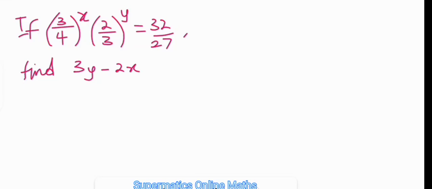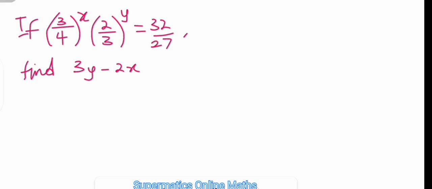In today's math tutorial, we have that if (3/4)^x multiplying (2/3)^y is 32/27, then we want to find the value of 3y minus 2x. And to get the value of 3y minus 2x, it is important to know the value of y and also the value of x. Now join me. Make sure you watch to the very end as we carefully find the value of x and y and then evaluate the expression 3y minus 2x.